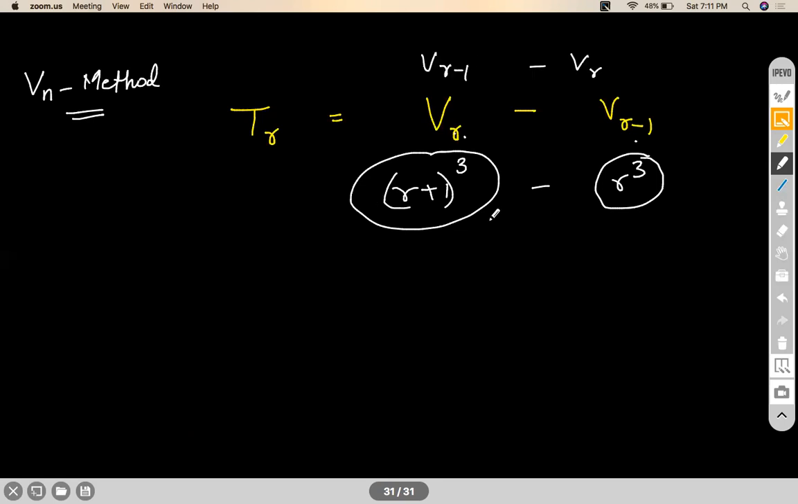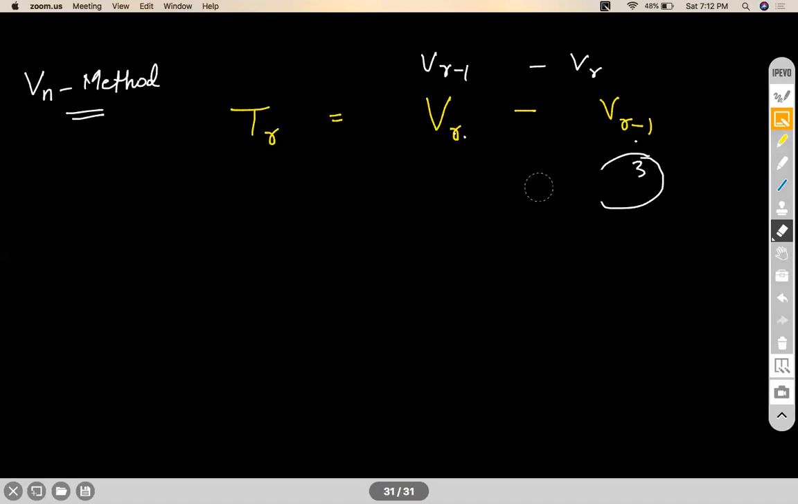Now what type of questions will come on this, and how can we split it as a difference of two such functions which are actually the same function, one written in R, another written in R minus 1 or R plus 1, whatever you want to call it? Let me give you an example of such a function. I'll start with a simple, very simple question.